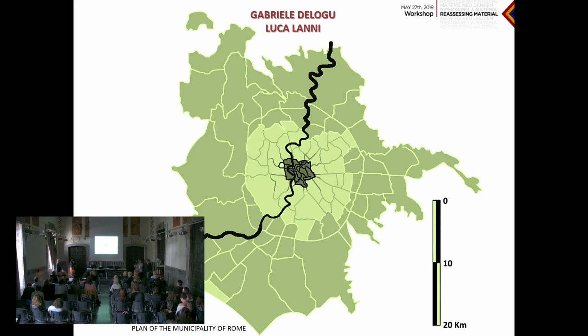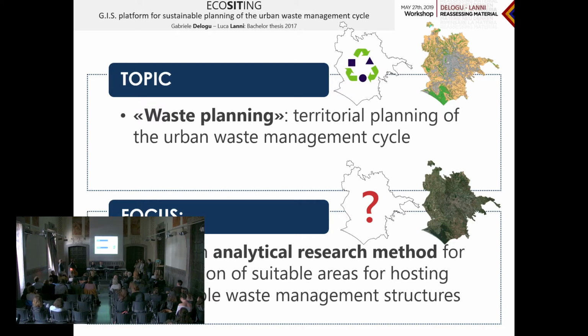Good afternoon. My name is Gabriele De Logu, and with my colleague Luca Lanni, we are involved in city planning. And today we have the honor and pleasure to present our study, which deals with territorial planning of the municipal solid waste management cycle. The focus of our study is to propose a method of analytical research that allows us to identify areas suitable for the optimal location of new structures, aimed at a sustainable waste management cycle, thanks to the use of geographic information system technology.